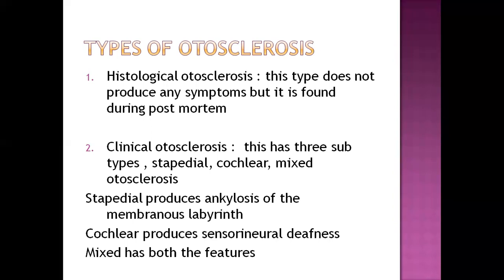In clinical otosclerosis, there are signs and symptoms, unlike histological. This has three subtypes: stapedial, cochlear, and mixed. Stapedial produces ankylosis of the membranous labyrinth, while cochlear produces sensorineural deafness, and mixed has both the features.